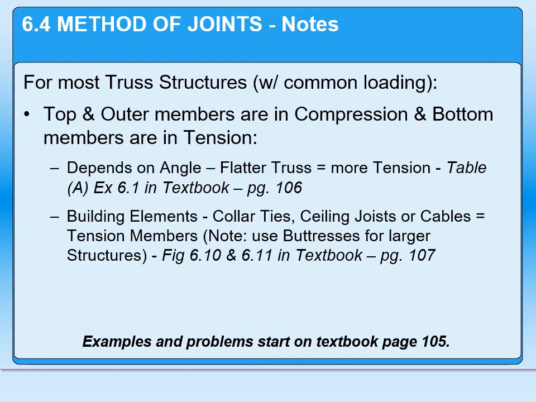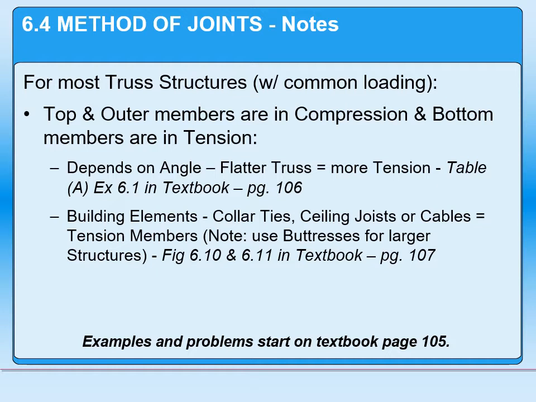You can usually guess that the top of the bridge is going to be in compression because it's trying to essentially collapse downward. As you push down on it, the top is trying to get shorter, so the bridge is going to be in compression. So the top members and the two outer members tend to be in compression. On the other hand, the bottom of the bridge is trying to stretch, right? You're trying to elongate that bridge, so the bottom member tends to be in tension.